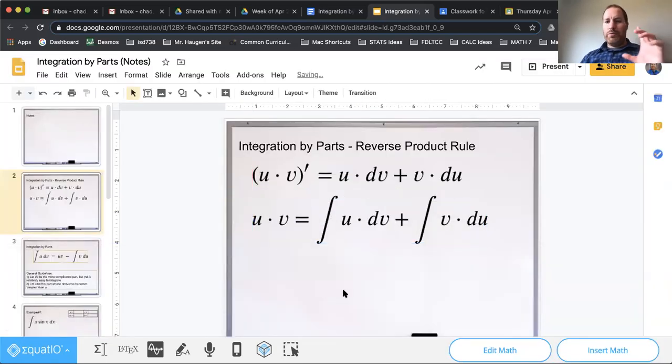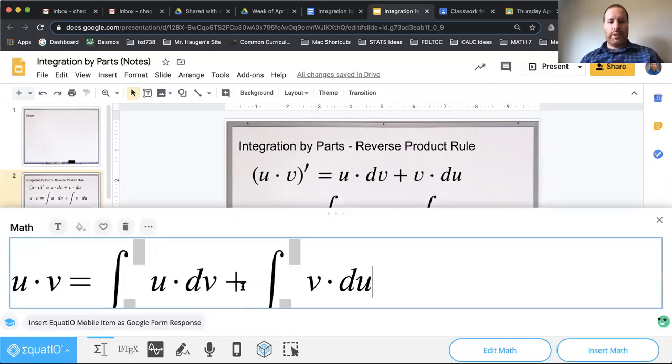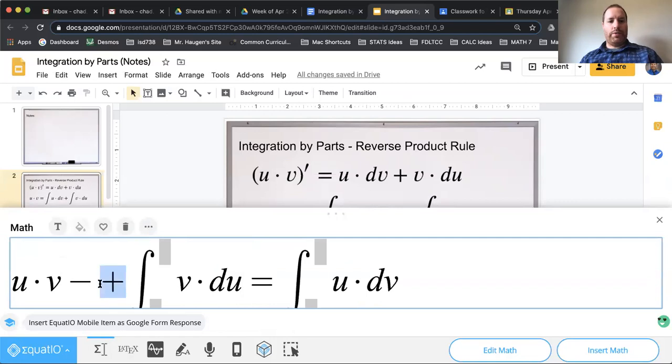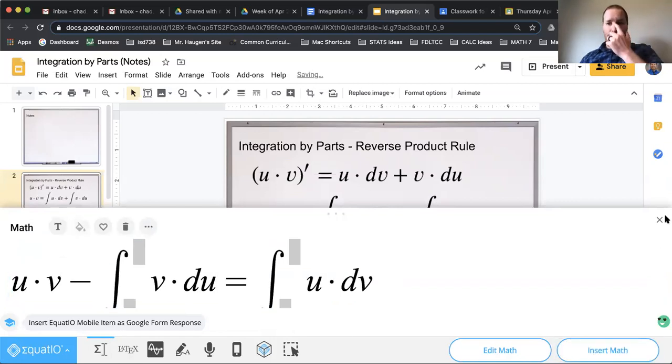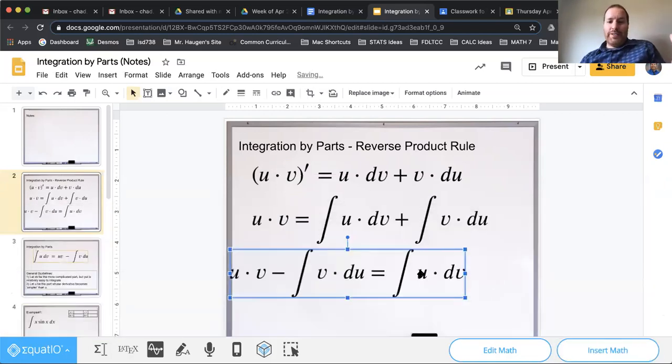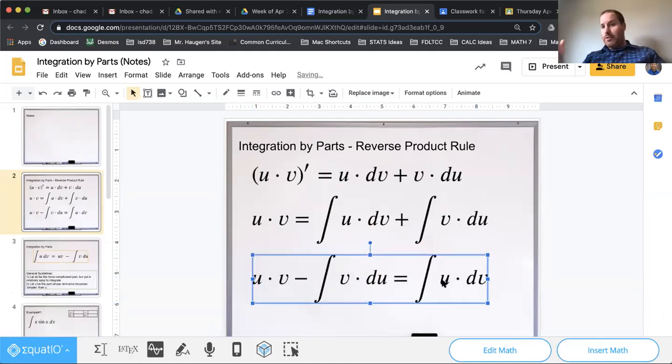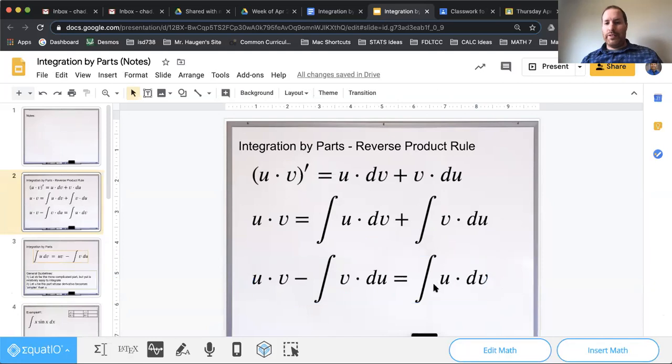Now what we're going to go through in here is solve for U dv. We're going to solve for that. Essentially, we're going to subtract this away. We're going to take this whole section here, and remove it and subtract it over here. That gives us the formula for integration by parts. It's that easy to figure out. Here's the formula right here.